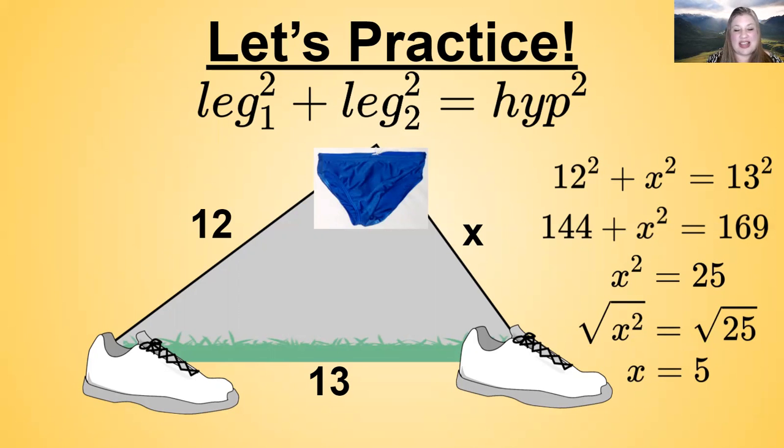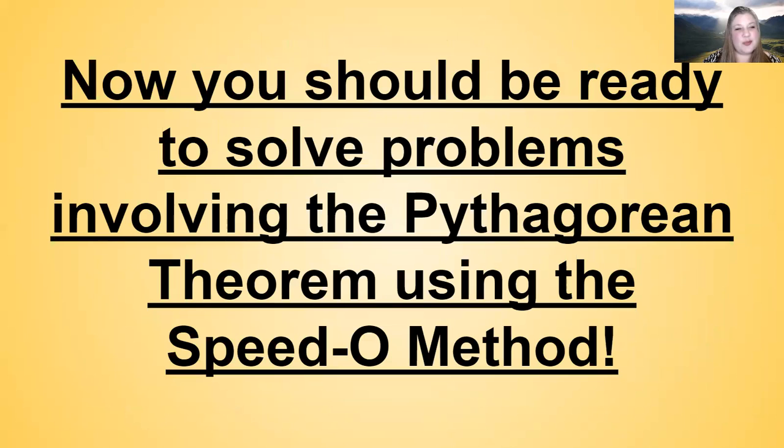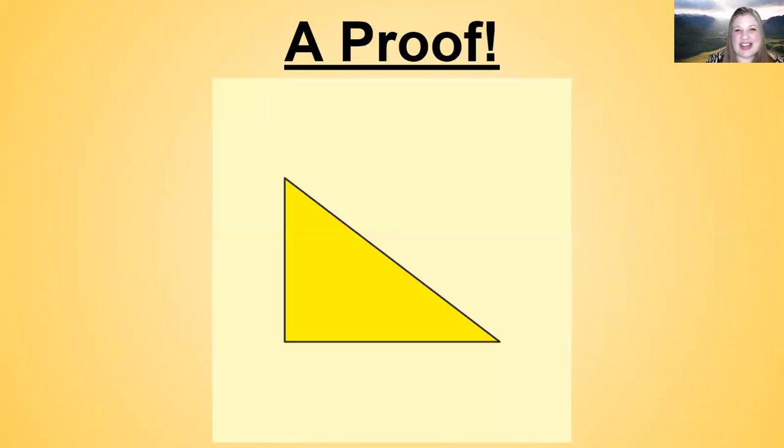If it is not an even square root, you will get a lot of those. So be careful, but don't panic. It's normal. With that said, you now should be ready to solve problems involving the Pythagorean theorem using the SpeedO method. Again, I know it's crazy, but you won't forget it.